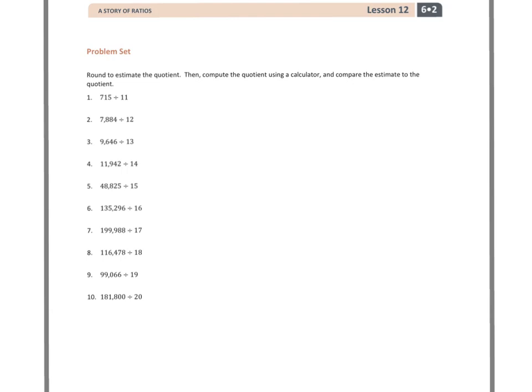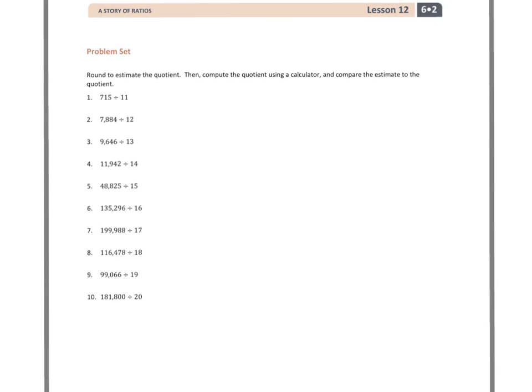Hello everyone, this is grade 6, module 2, lesson 12 problem set. The directions state, round to estimate the quotient, then compute the quotient using a calculator and compare the estimate to the quotient. So because there's 10 of them, I'll do probably 5 different ones here, so I'll start with 1.